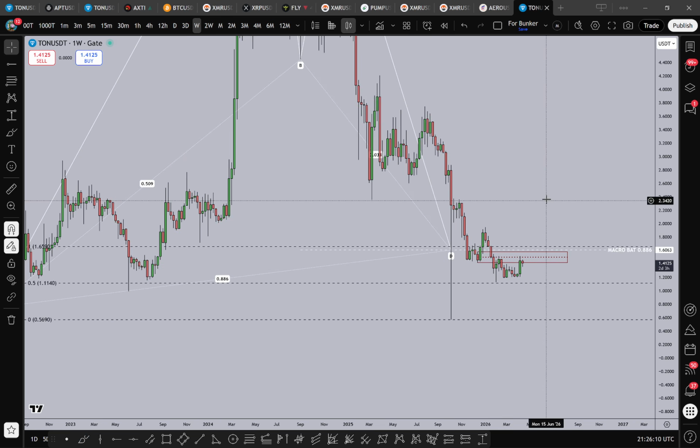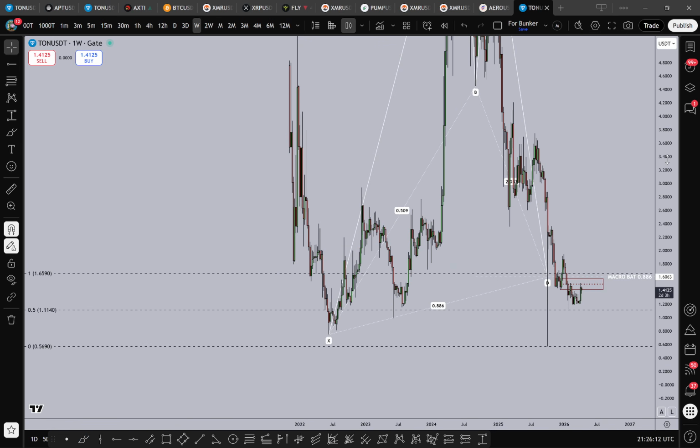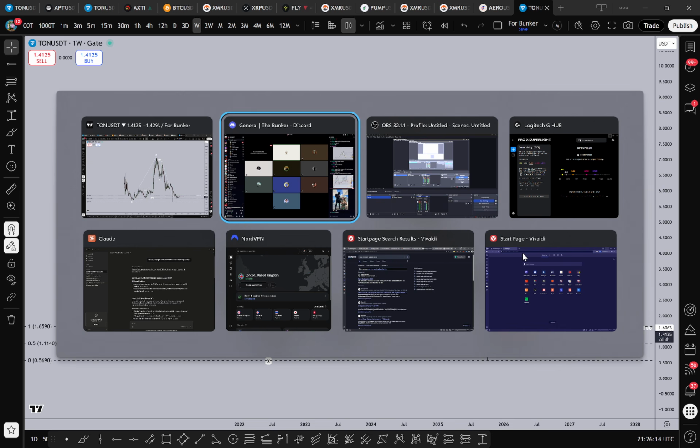But TON is something else I want spot of, right? I think this will do really well next cycle. Like Telegram coin, I believe.